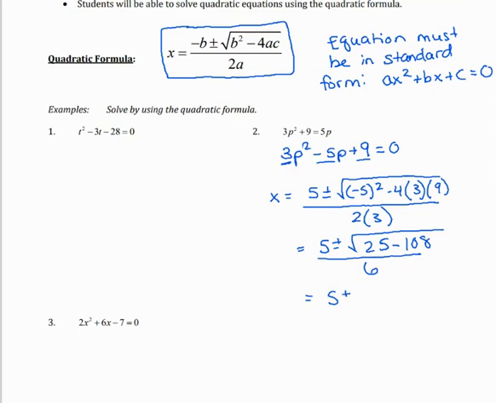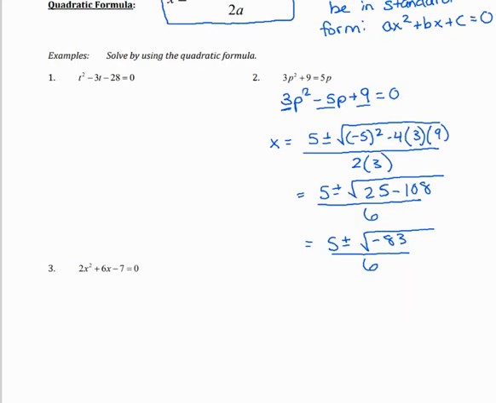So 5 plus or minus the square root of 25 minus 108 gives me negative 83, all over 6. From here, we try to break up that square root of negative 83. Well, are there any perfect squares in 83? I don't think so, right? We can divide by 4, by 9, by 16. There's nothing. However, we have that negative inside.